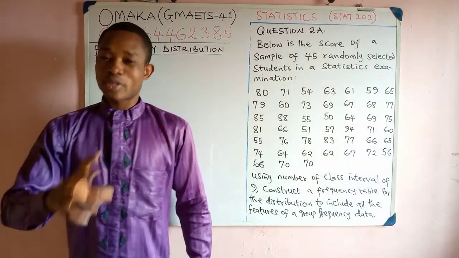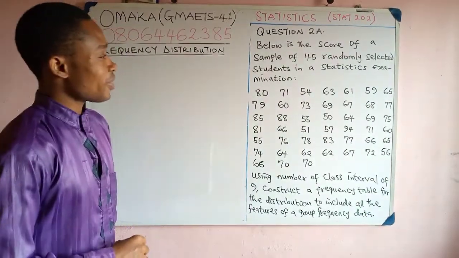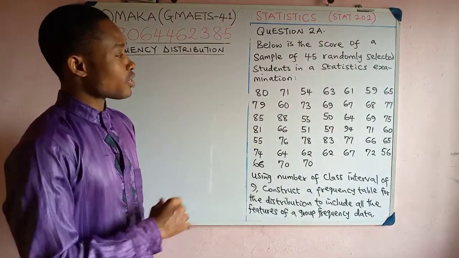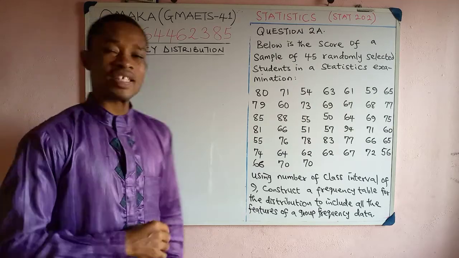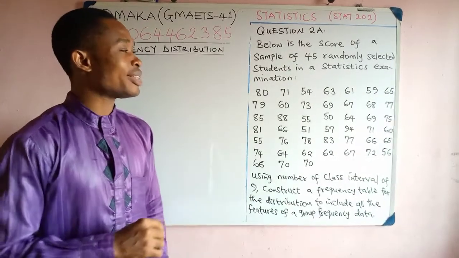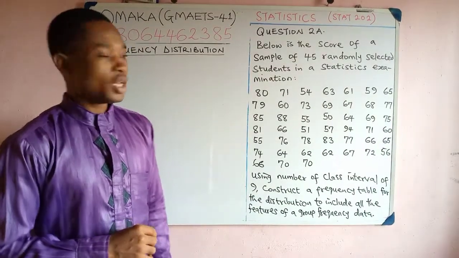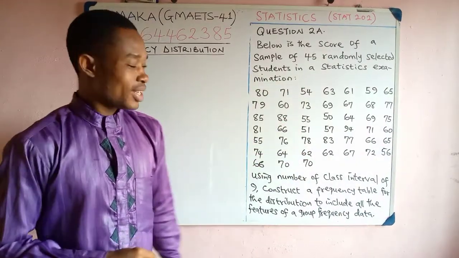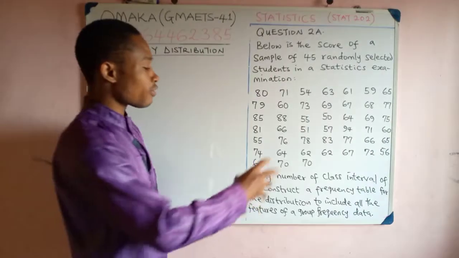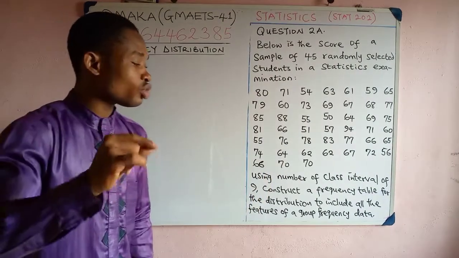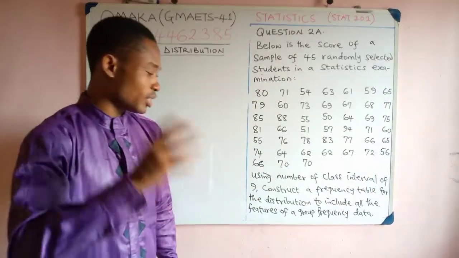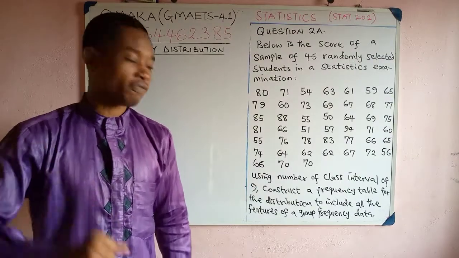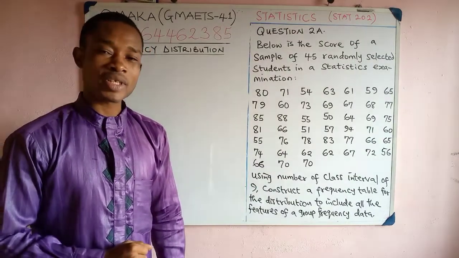And now we have our question here on the board. The question says, below is the score of a sample of 45 randomly selected students in a statistics examination. These are the scores, so that's the distribution. Now we are asked to use a number of class intervals of 9 and construct a frequency table for the distribution to include all the features of a group frequency data.